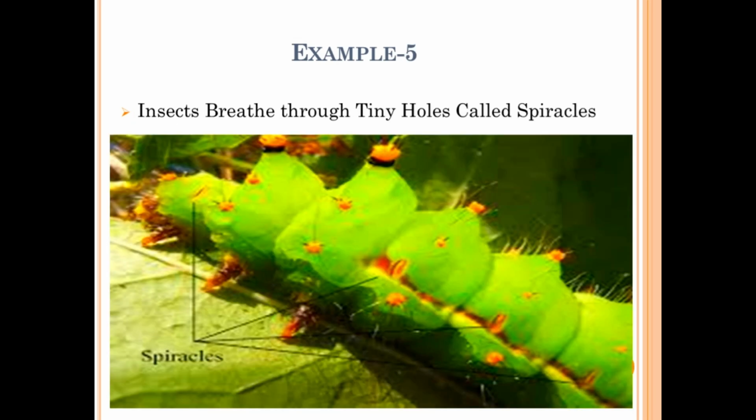Example 5. When we talk about the insects, they breathe through tiny holes called spiracles. You can see this is an insect, and on one side of this insect there are small holes like this, and this. This type of tiny holes are called spiracles. Insects take breath through these small holes called spiracles, and inside the body there is a network of tubes where they use oxygen.